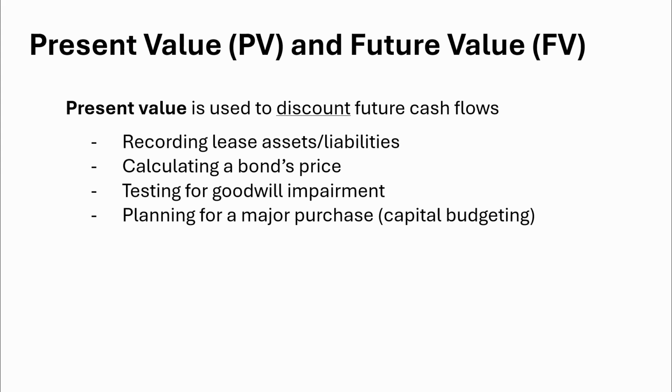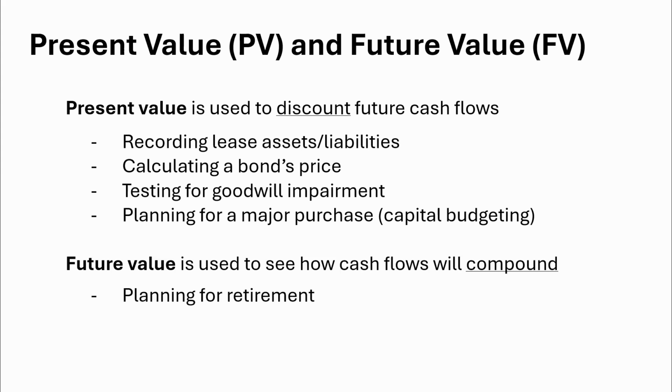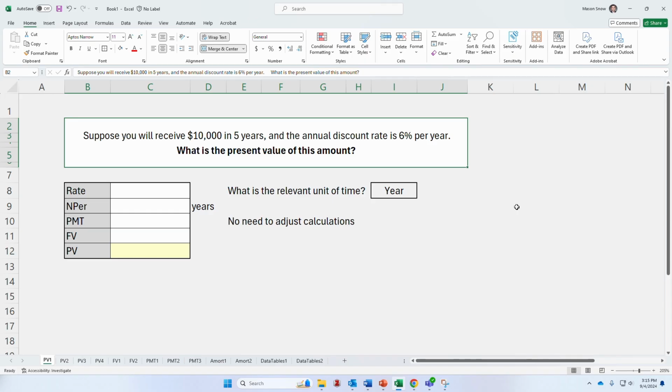And as I mentioned before, there are a variety of applications in both financial and managerial accounting where you will apply this. We can contrast this with solving for the future value of a stream of cash flows. We want to see how money today will compound and grow in the future. And one obvious application of this is planning for retirement. Let's start with a hypothetical example. Suppose you're going to receive $10,000 in 5 years and the discount rate is 6% each year. We want to calculate the present value of this future amount.